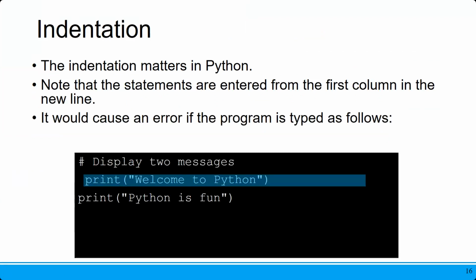And then indentation. What does it mean by indentation? Indentation matters in Python. Note that the statements are entered from the first column in the new line. It will cause an error if the program is typed as follows. So if you can see here, there is one space. Okay. If you put one space, then it will show error.